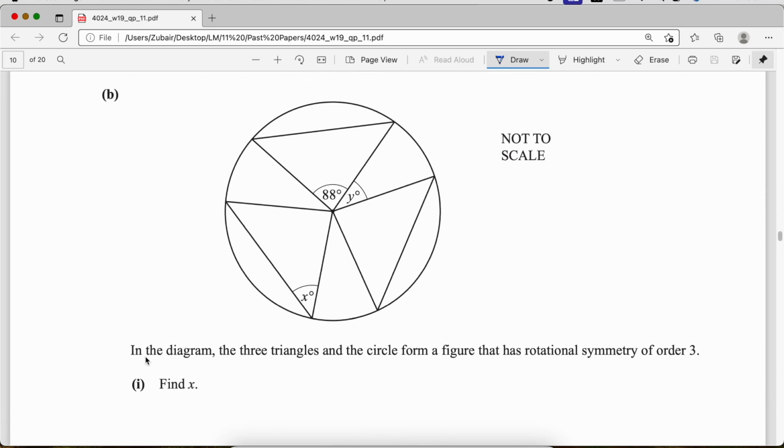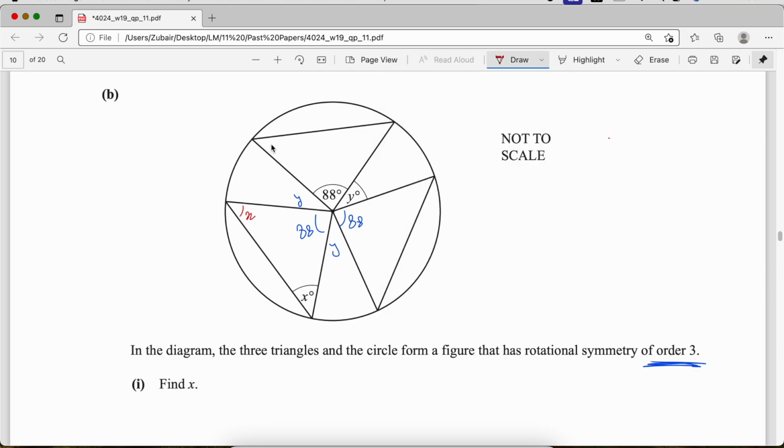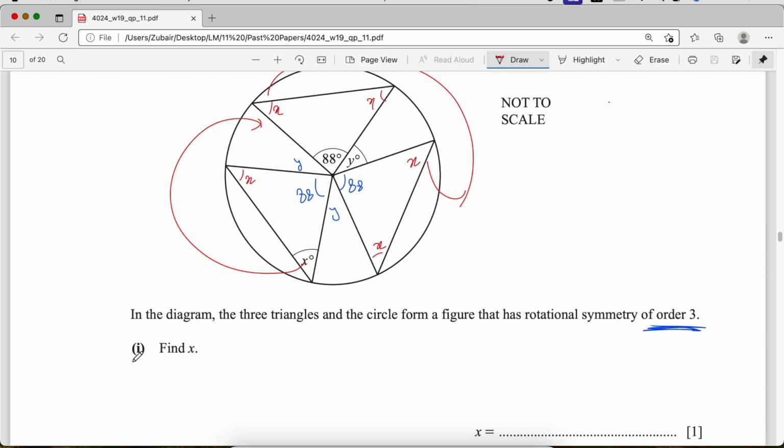B part. In the diagram, the 3 triangles and the circle form a figure that has a rotational symmetry of order 3. So if that's order 3, it rotates 3 times. That would give 88 in these 3 places and y in the remaining 3 places, and x would definitely continue. Let me just write for myself, that's going to be x on all the places. This x lands right here, this x lands right here, but those are radii making it isosceles, so that's still x. In the diagram, find x.